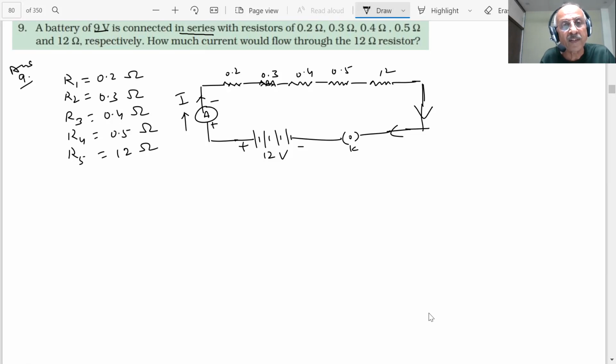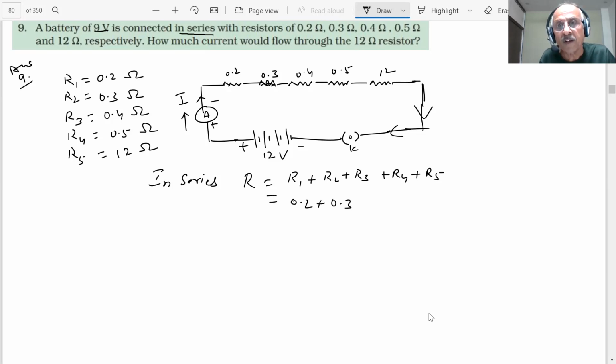Since these resistances are connected in series, what will be the total resistance, student? R will be how much in series? R1 plus R2 plus R3 plus R4 plus R5. How much is it coming? 0.2 plus 0.3 plus 0.4 plus 0.5 plus 12, student. What is the effective resistance? How much is it coming?